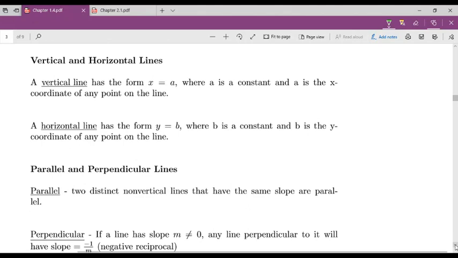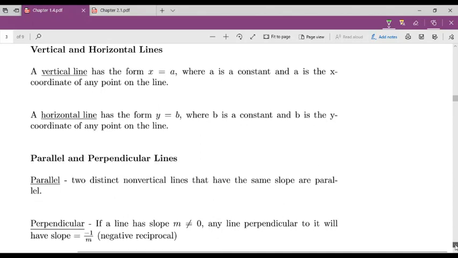So, vertical and horizontal lines defined. A vertical line has the form x equals a, where a is a constant and a is the x coordinate of any point on that line. A horizontal line has the form y equals b, where b is the constant and b is the y coordinate of any point on that line. Okay, so that's pretty simple.